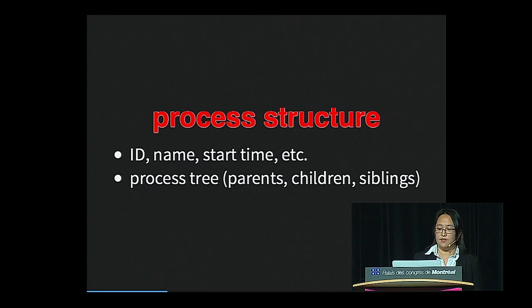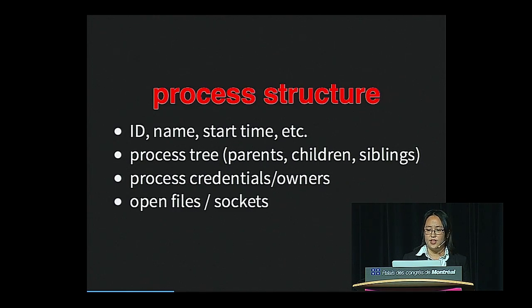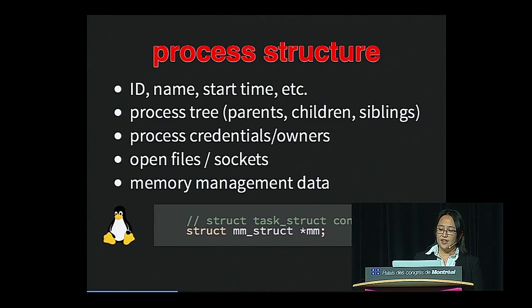They also usually have some way to access the parent processes, sibling processes, and child processes, and information about the owner of the process, some way to look up the process's open files and sockets, and finally, some way to store information needed to manage the memory of the process. In Linux, it's stored in another structure called the mm struct.